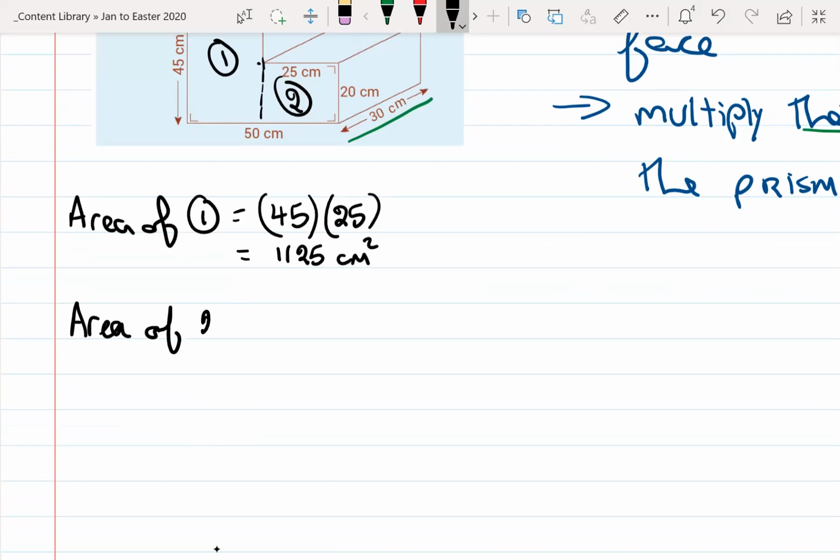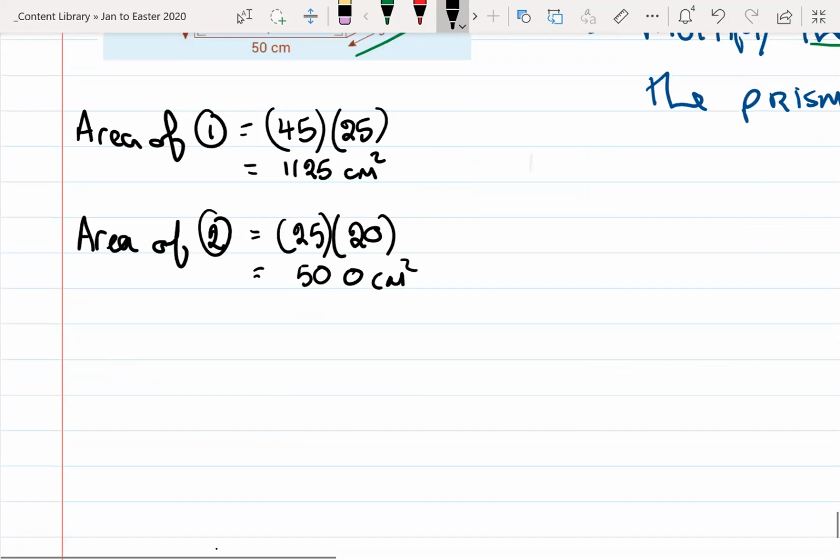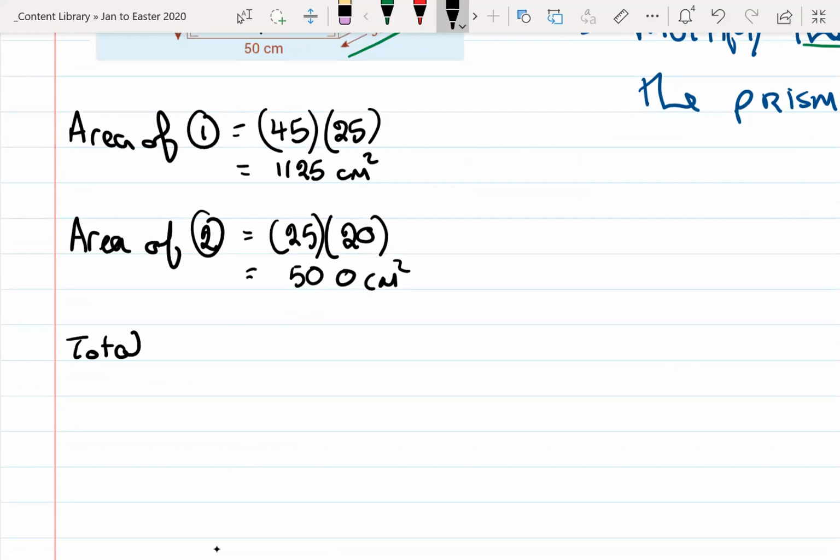Area of 2, I just labeled them 1 and 2. So that's going to be 25 multiplied by 20. I'm looking at these figures here and here. Now you need to multiply that out. You might need to grab a calculator. That's 500 centimeters squared. Now we need the total area of that front face. So of course, when you're getting total, you need to add. So we add these up, and we get 1,625 centimeters squared for area.